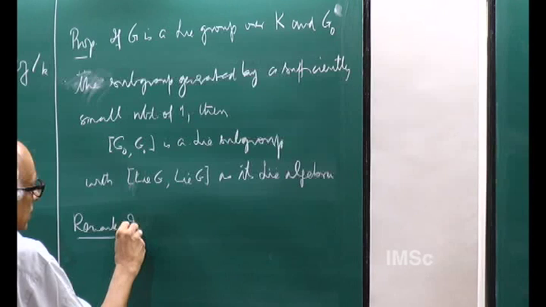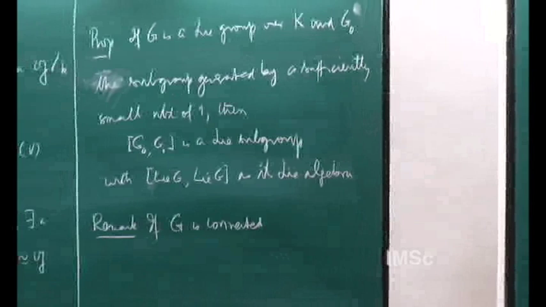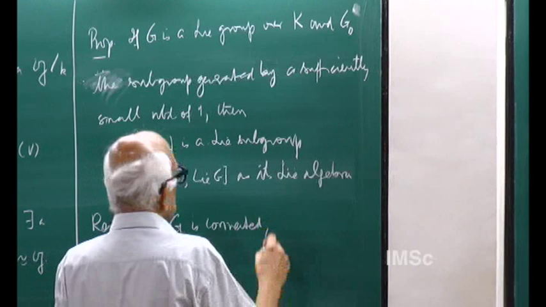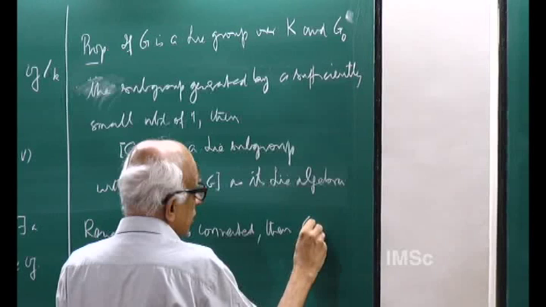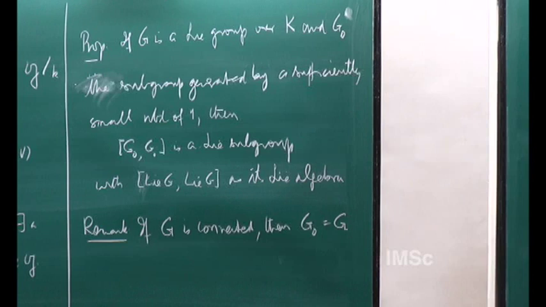If G is connected, which of course, if G is non-trivial, necessarily means that the field is complex or real numbers. G is connected. One can assert then G naught equals G. In other words, for connected real Lie groups or complex Lie groups, the commutator subgroup is the Lie subgroup with the commutator algebra of the Lie algebra as its Lie algebra.